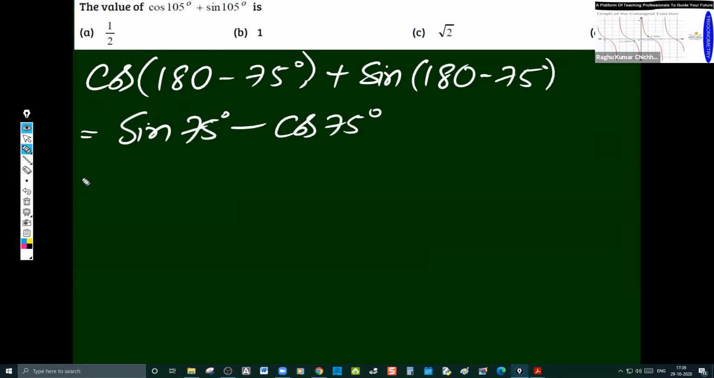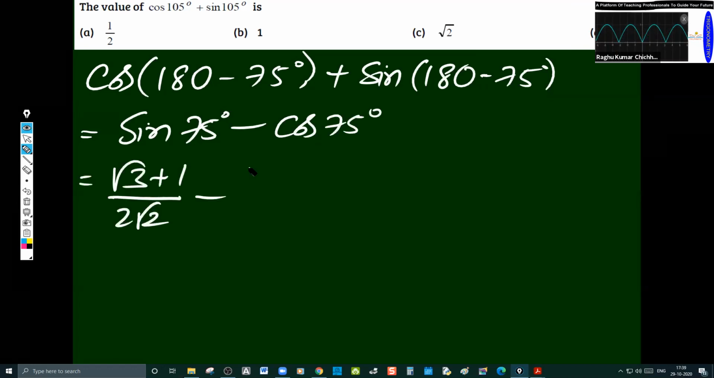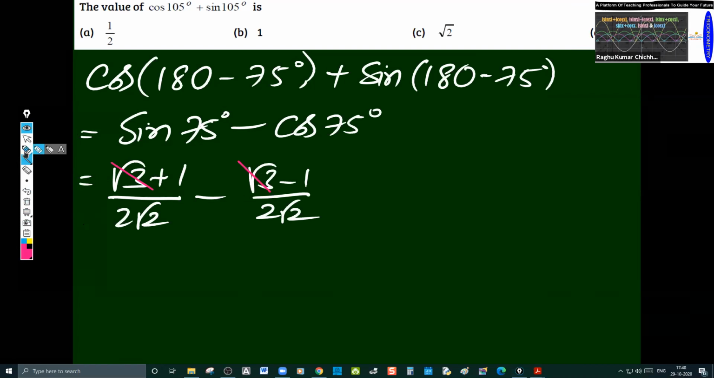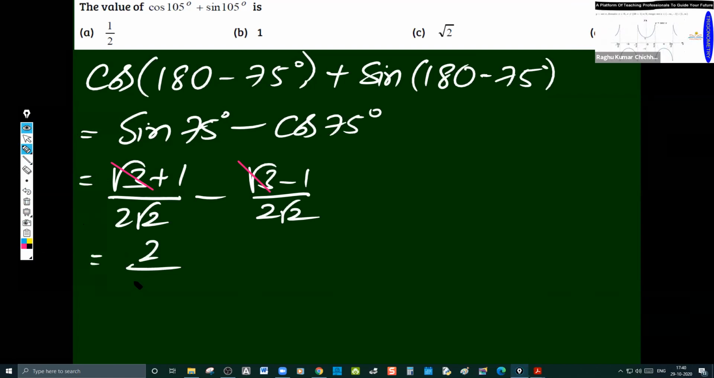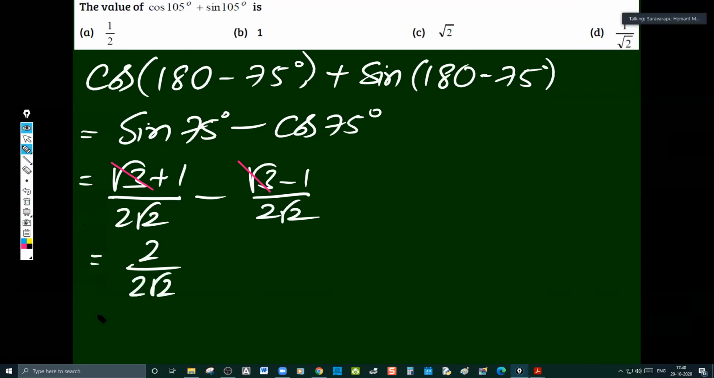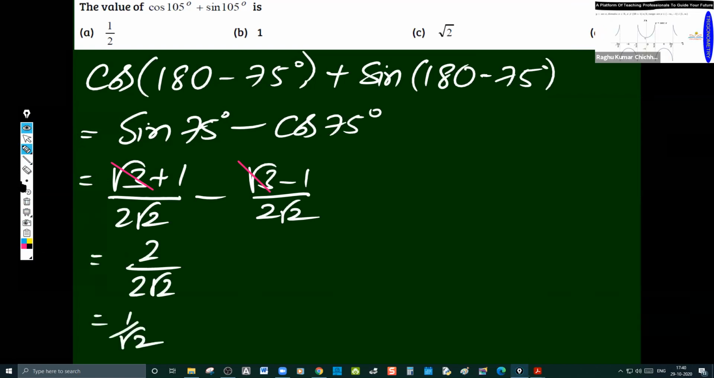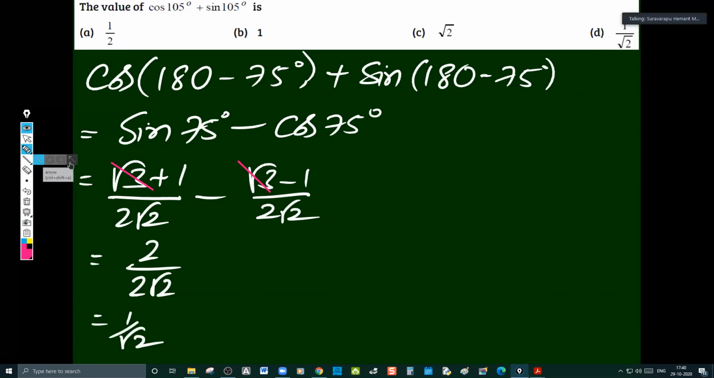Do you remember this value, Maurya? Root 3 plus 1 by 2, and it is root 3 minus 1 by 2. I gave you the table. Just check it out, please. Or if you forget how to proceed, you tell me, Maurya. So sine of 45 plus 30. That's it. Then which formula do you apply? Sine of a plus b. What is sine of a plus b? Sine a cos b plus cos a sine b. That's it.